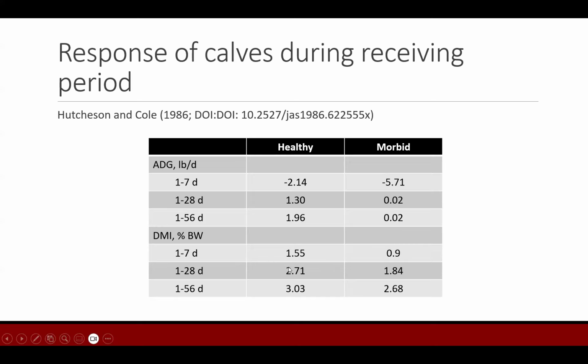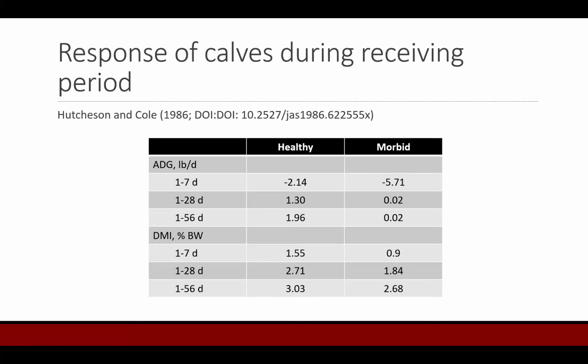Okay. Dry matter intake during this time. So healthy animals ate a lot more at arrival, especially during that first 7 days. Okay. So 1.55 pounds of dry matter, or 1.55% of body weight, compared to less than a percent for the sick cattle.